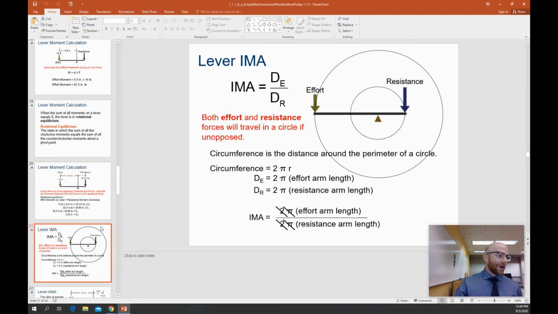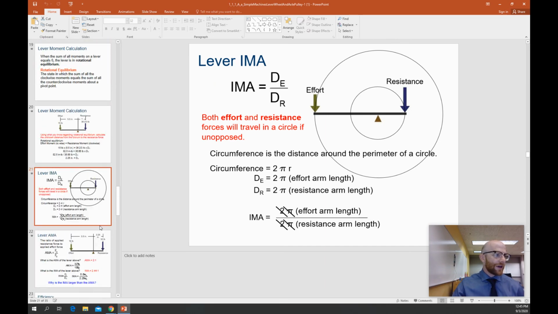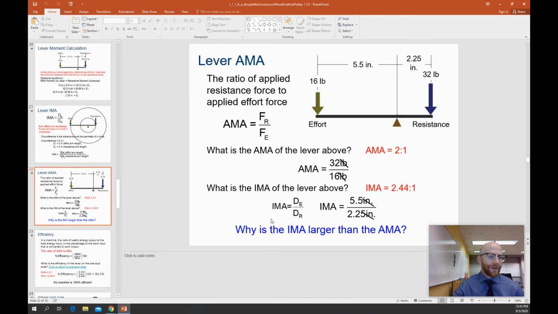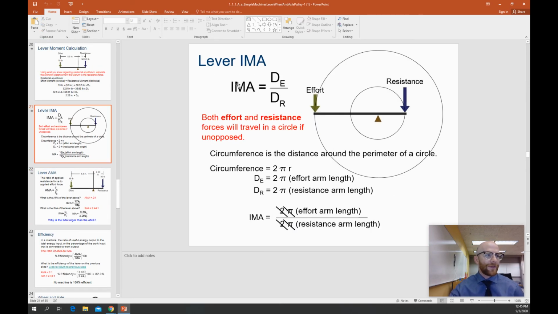Okay, now it's going into other things. We're talking about lever, but this is kind of moving into something we already talked about, and we're moving a little bit into wheel and axle. So wheel and axle is not too different from the lever. So now we have ideal mechanical advantage, which is the distance of effort over the distance of resistance.